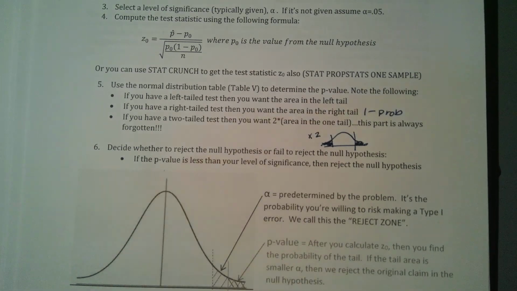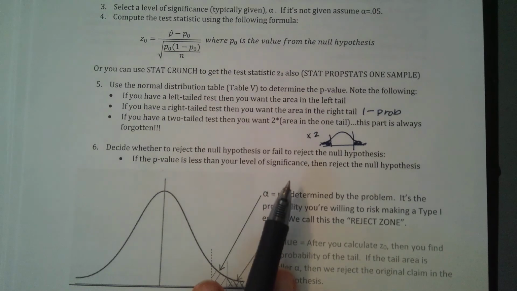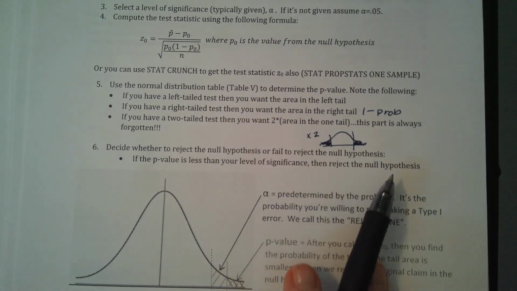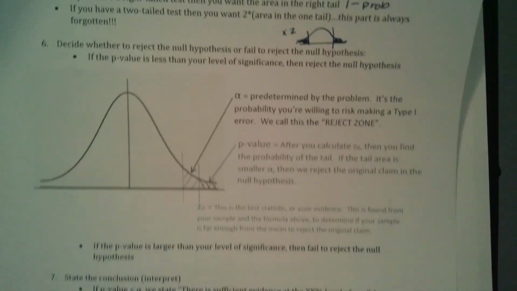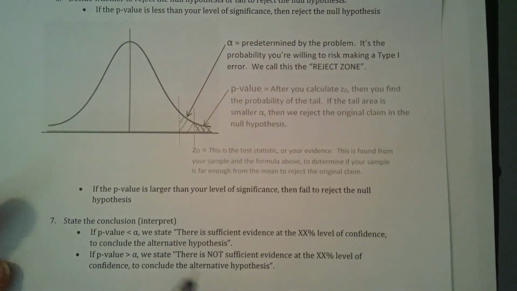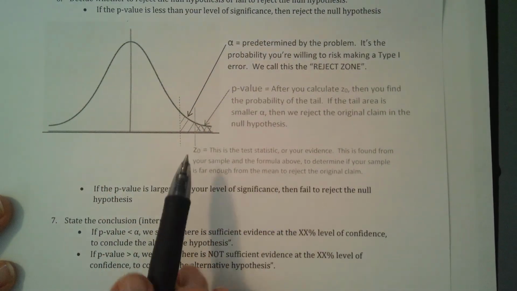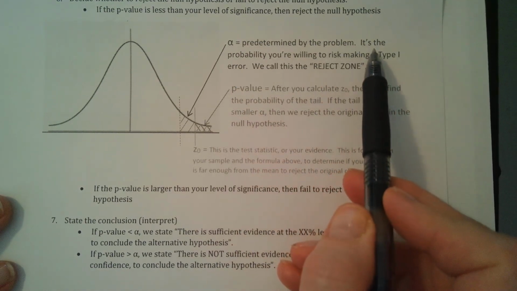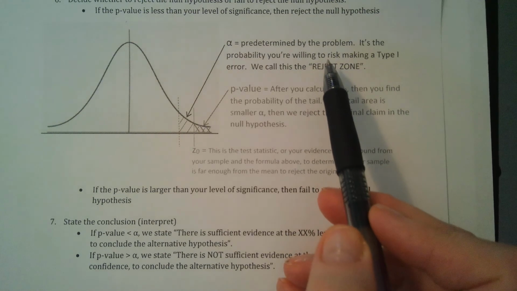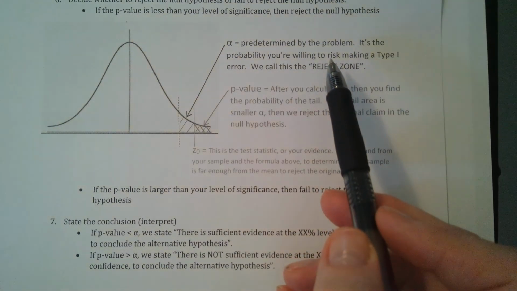In step 6, we'll decide whether to reject the null hypothesis or fail to reject the null hypothesis. Basically, if the p-value is less than your level of significance, you will reject. So looking at a picture down here of what we have so far, we would draw the curve, and the alpha is predetermined by the problem. This is the probability that you're willing to make a type 1 error.